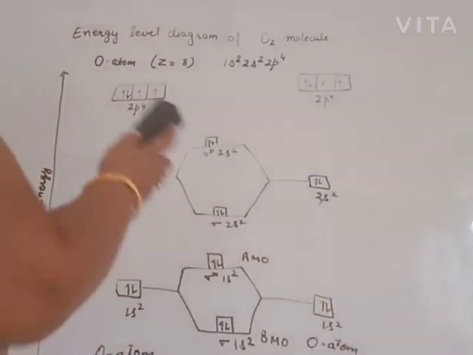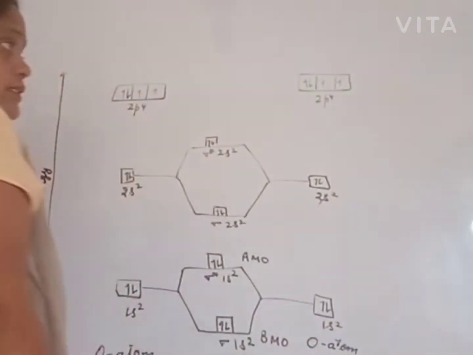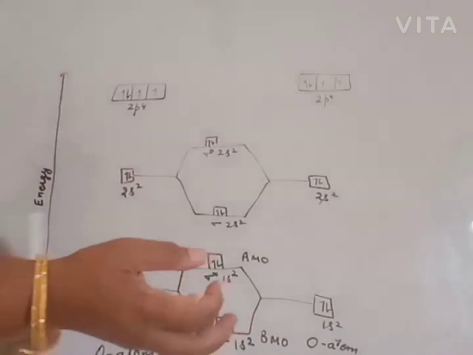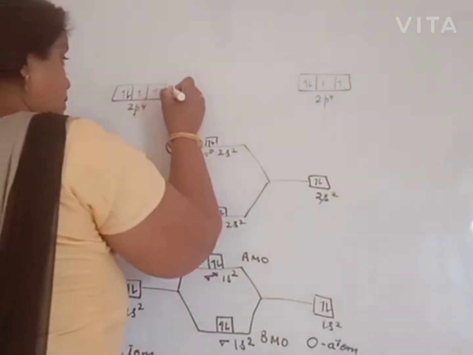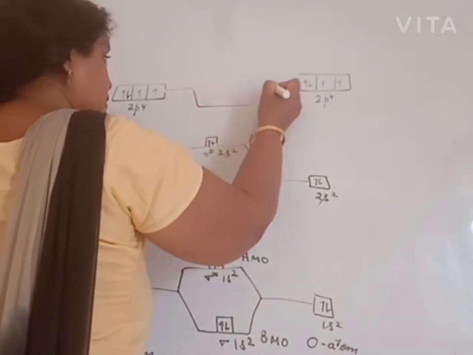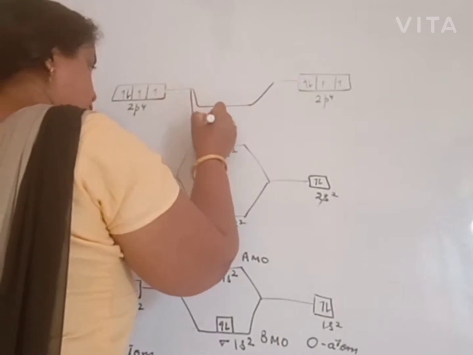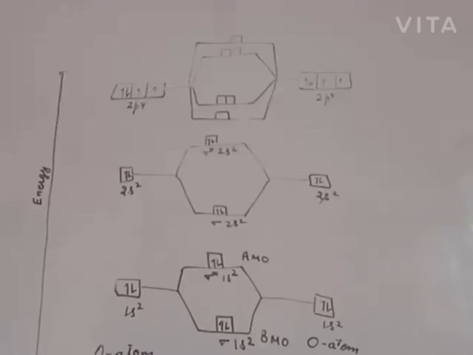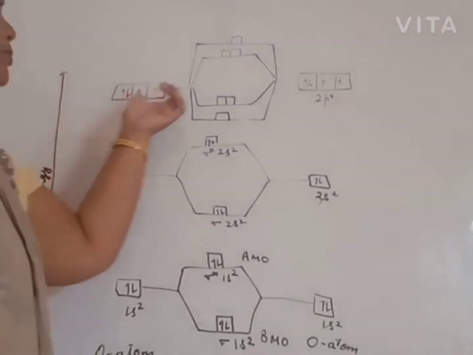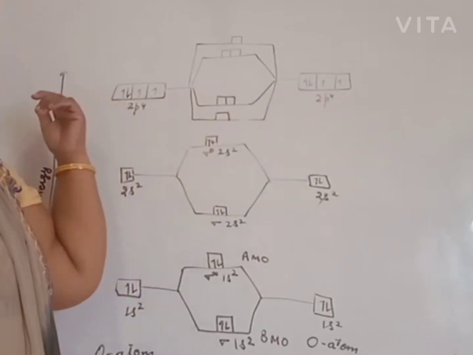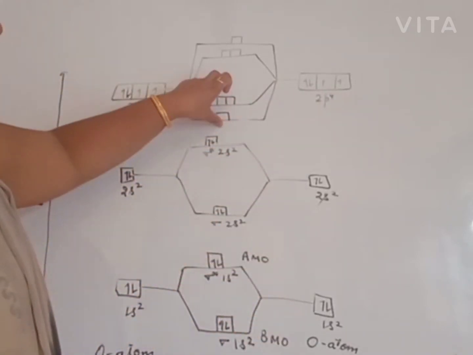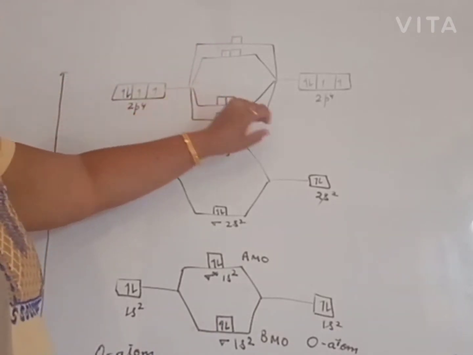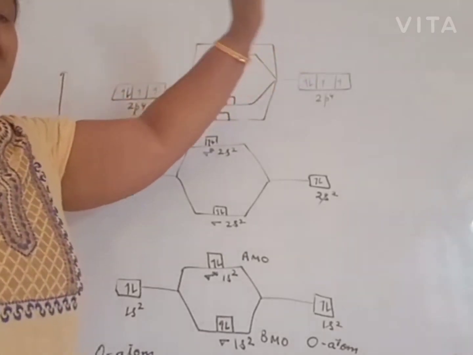In total there are 6 atomic orbitals. When these 6 atomic orbitals overlap with each other, 6 new orbitals are formed, just like nitrogen: 3 with lower energy, 3 with higher energy. Out of the 3, 2 are pi orbitals and 1 is sigma. The orbitals formed with lower energy are bonding, and those formed with higher energy than the atomic orbitals are antibonding molecular orbitals.